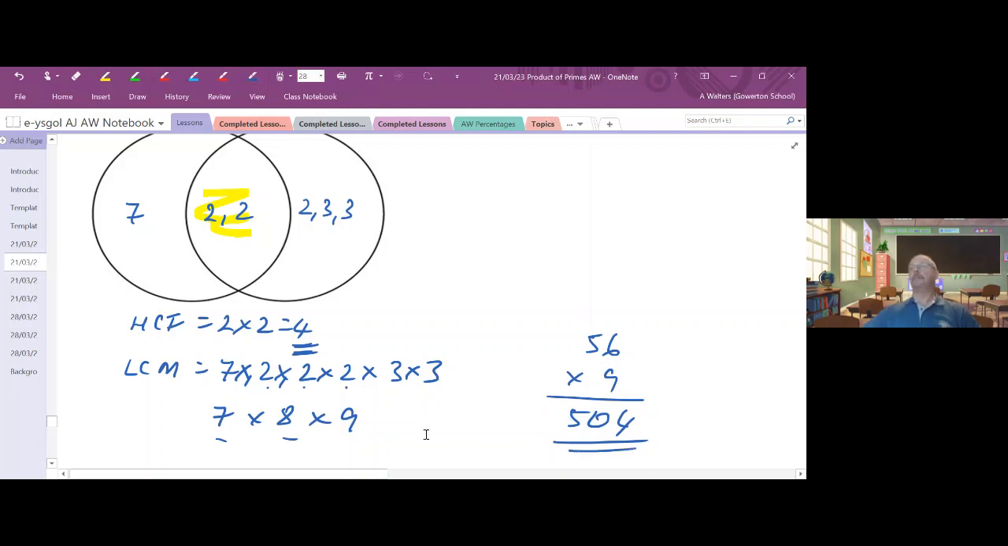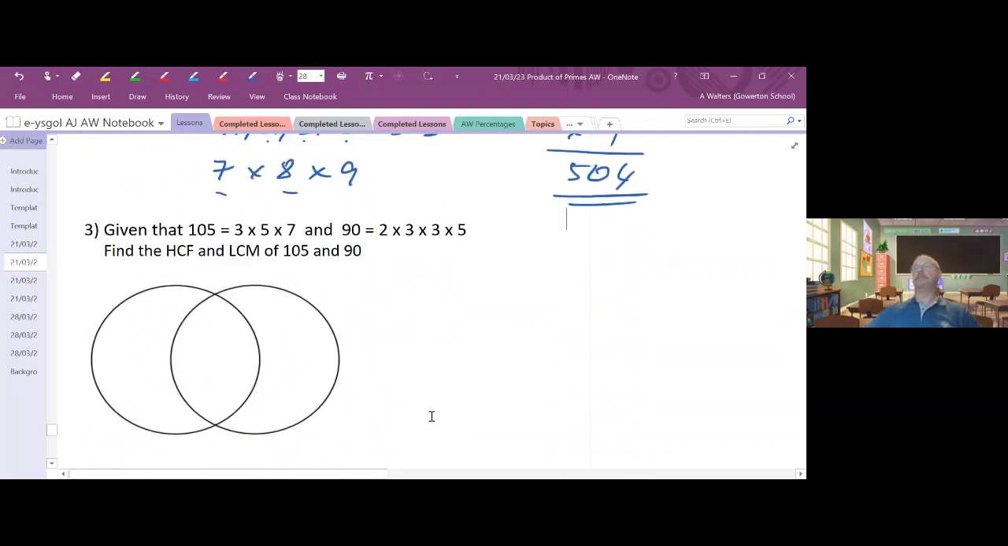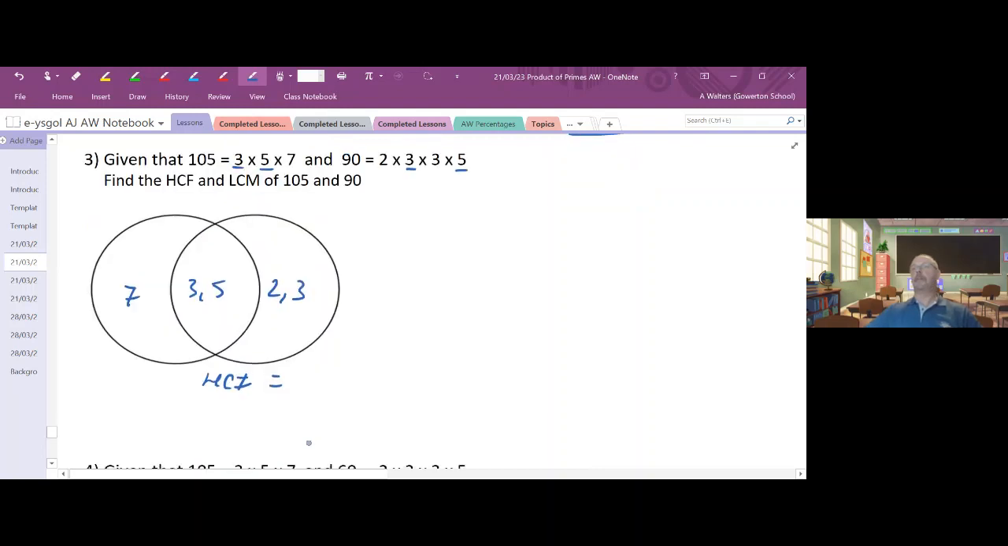And the last one is this. So the 3 is common there and the 5. Okay, so I'm putting 3 and 5 in the center. I'm left with a 7 on the left. I'm left with a 2 and a 3 on the right. Okay, so the highest common factor is what's in the center, which is 3 times 5, which is 15.